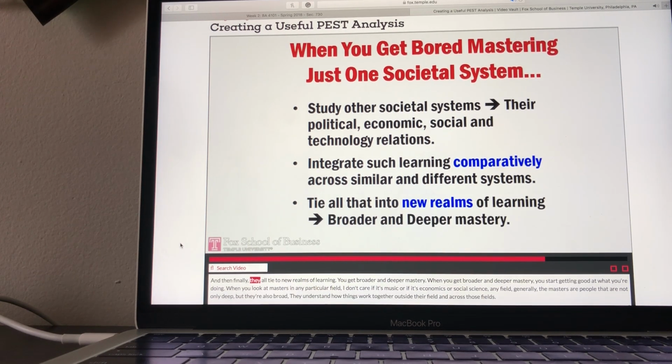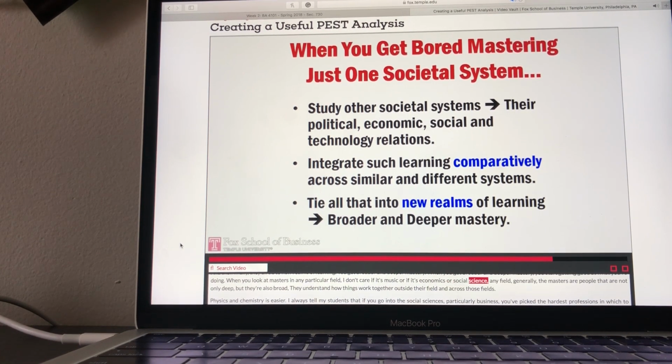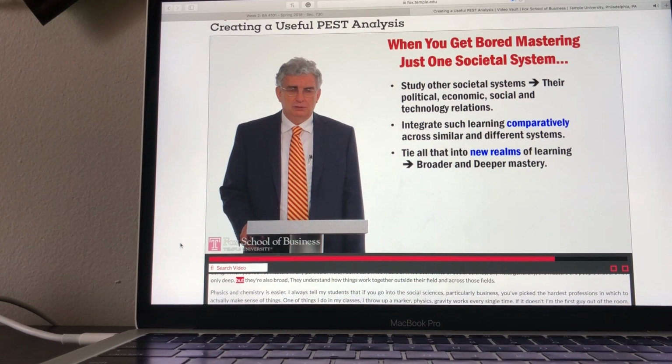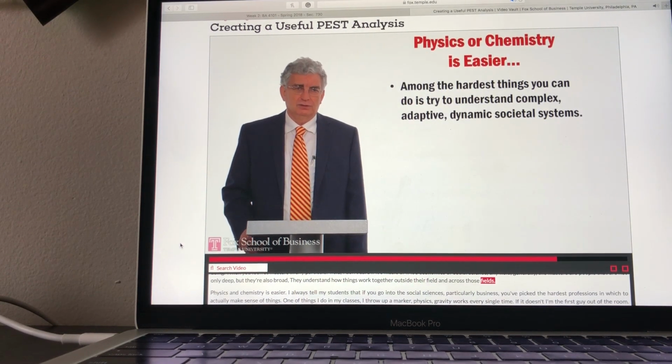And then finally, they all tie to new realms of learning. You get broader and deeper mastery. When you get broader and deeper mastery, you start getting good at what you're doing. When you look at masters in any particular field, I don't care if it's music or economics or social science, any field, generally the masters are people that are not only deep, but also broad. They understand how things work together outside their field and across those fields.